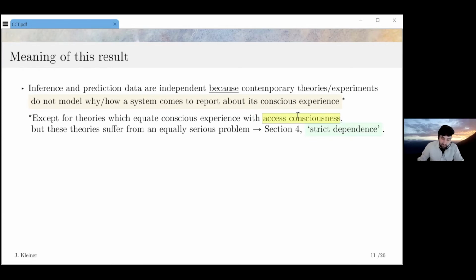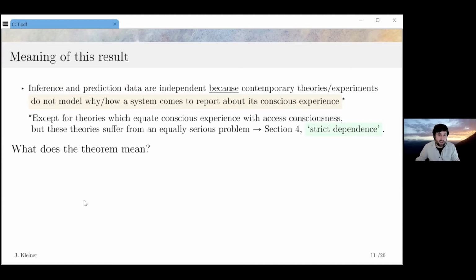It's not, so I don't mean precisely what Ned Block means when he uses this term. But if there are theories which equate the access to report with what then is conscious, the system is conscious of, well, this theory exhibits strict dependency, and that also leads to a problem of a different kind. So that's just saying, usually we have this situation. Sometimes we have the opposite. Both are problematic.